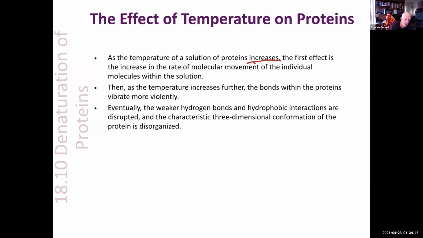Eventually, the weaker hydrogen bonds and hydrophobic interactions, those are the bonds that hold the tertiary and quaternary structure of our proteins together, are disrupted. The characteristic three-dimensional conformation or shape of the protein becomes disorganized. So you have denaturization, and then you get coagulated proteins. Okay, so when you heat it up, it increases the speed of all the molecules in there. Keep heating further, it starts to shake those bonds, and keep going and eventually that breaks those bonds loose, the weaker bonds that are holding the three-dimensional shape of this molecule together, and then it becomes denatured, and then you get coagulated proteins.